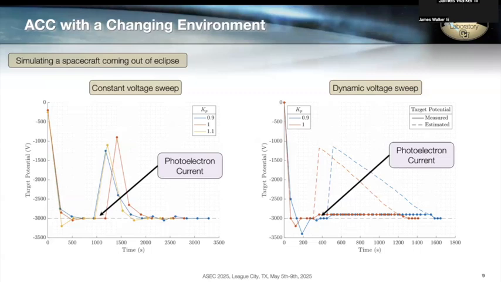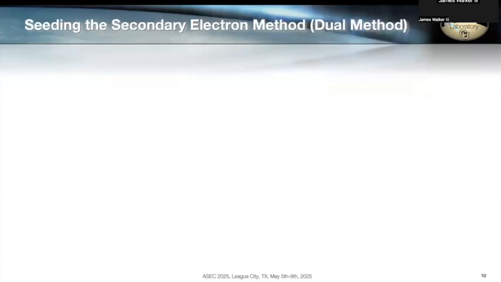So we just showed our previous work with our active charge control remote sensing methods, and we showed that we have two separate methods, the constant and the dynamic voltage sweep, both of which have their benefits and drawbacks. So the goal of this project is to essentially take both of those positives and none of the drawbacks. So we decided that the best way to do this would be to seed the secondary electron method in what we call the dual method.